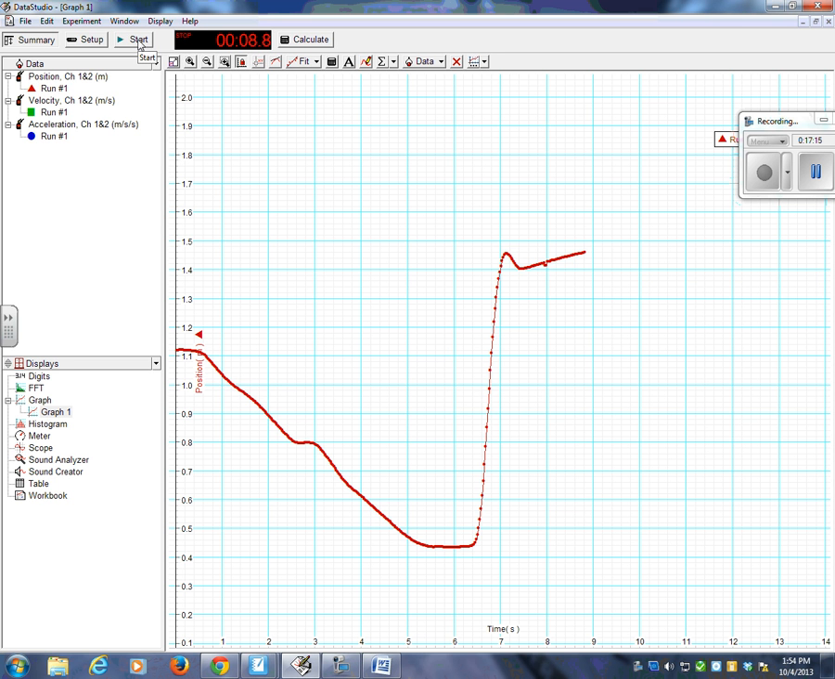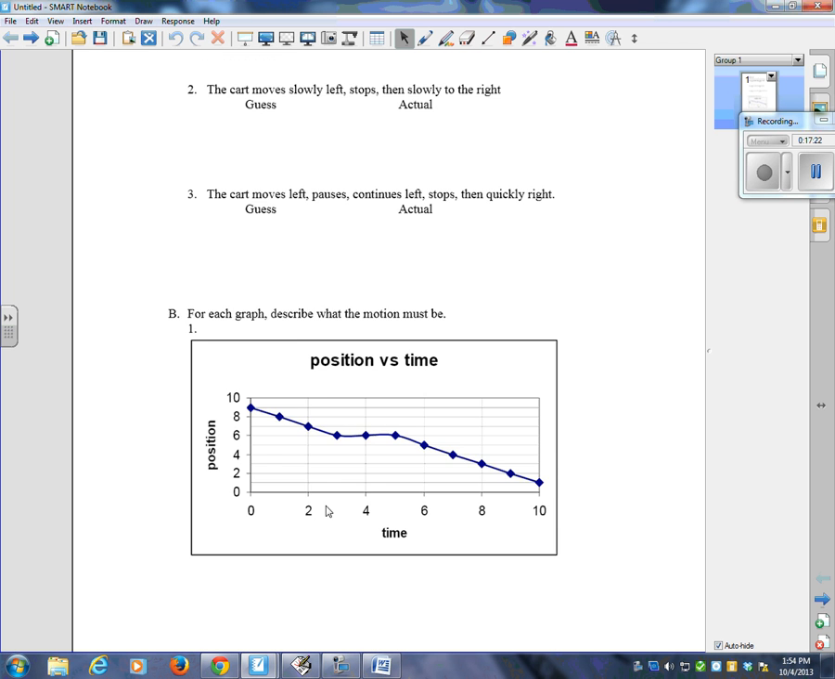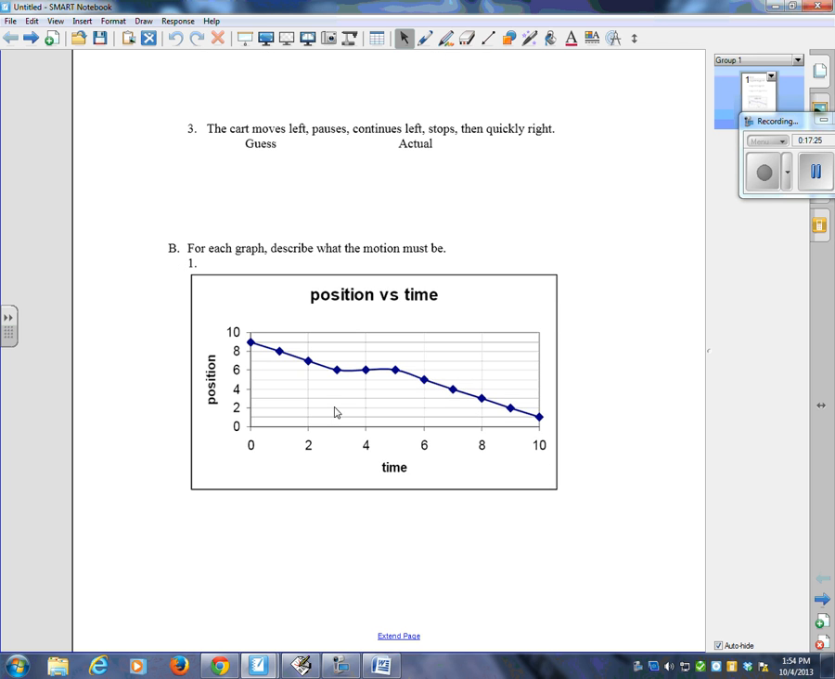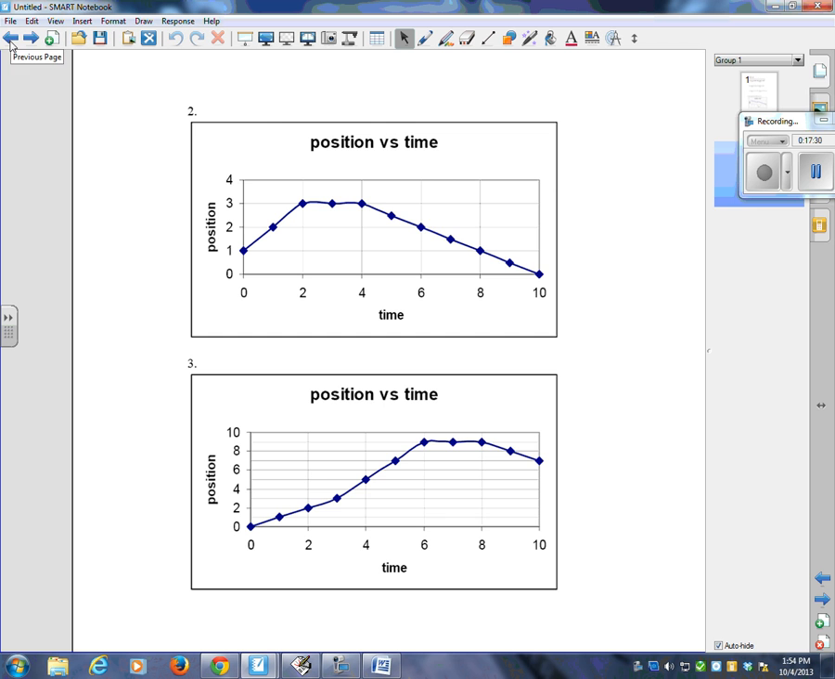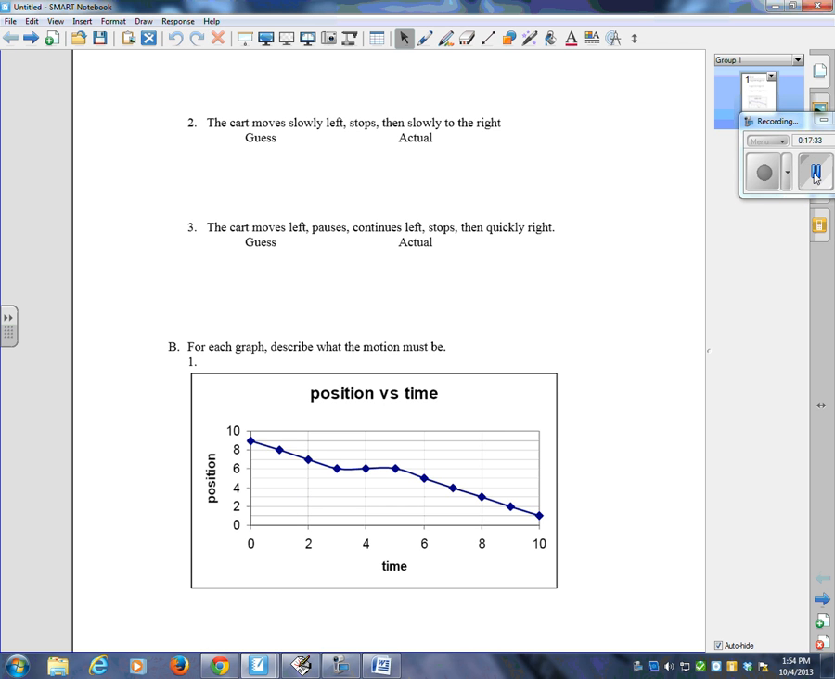Yeah? Okay. Now the second half, for each graph, describe what the motion must be. So I've given you three graphs. You need to write the words that are going to make it happen, and then we're going to try and make them. I'll give you 30 seconds or so. Maybe. All right, so she has to make that graph.